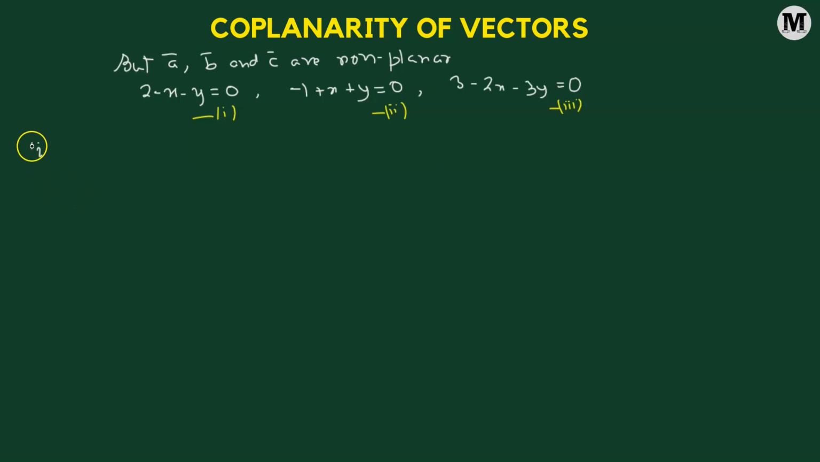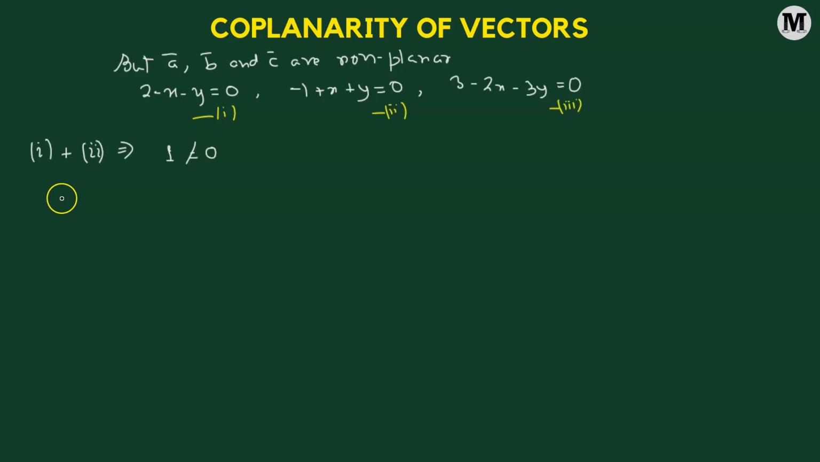So let's do one thing. Let's add equation number 1 with equation number 2. We have 2 added to negative 1, so that's going to be positive 1. Negative x added to positive x is 0. Negative y added to y is 0. This gives us 1 equals to 0. That's not true. So we don't have any solution that satisfies equations 1 and 2.